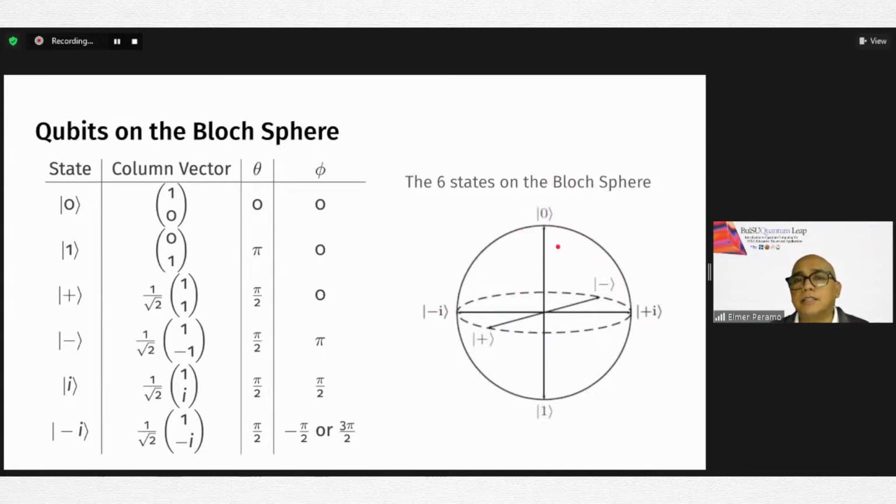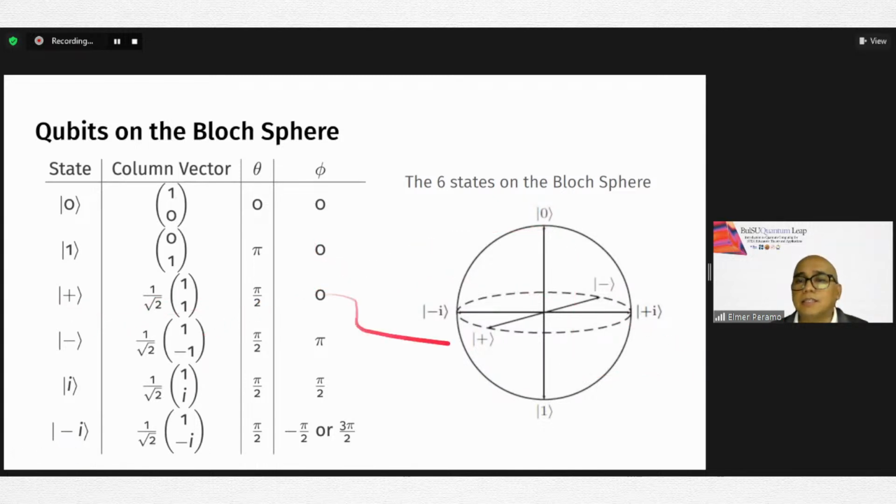And then phi is 0, because the angle phi is actually the angle, the 2 pi here. The angle is measured from the x-axis. And then ket 1 is 0, 1. And the angle theta is from here, because this is the reference angle, from here to here. So that's pi. The angle theta that you make, or the polar angle, is pi. But the azimuthal angle is 0 also.